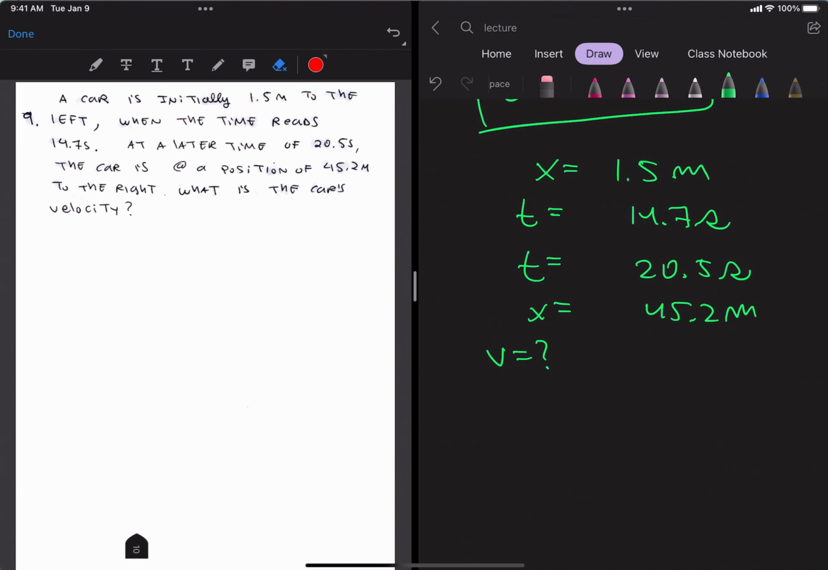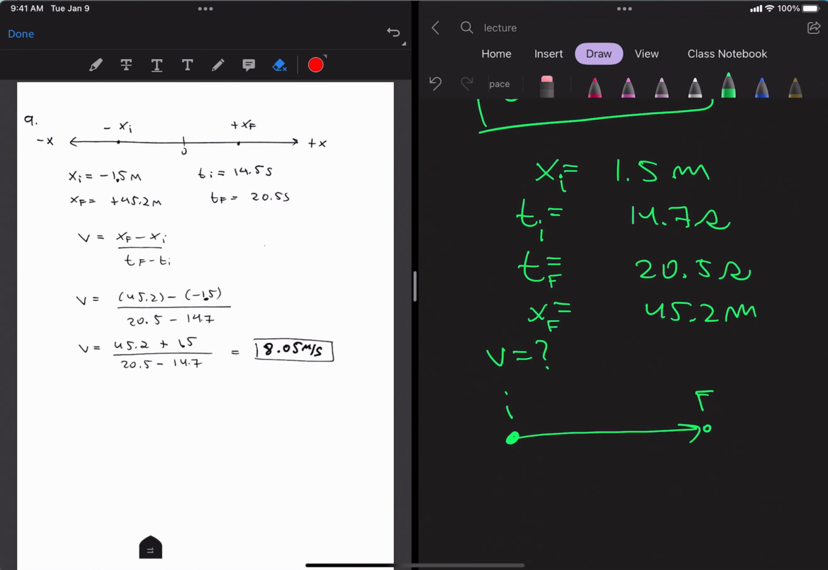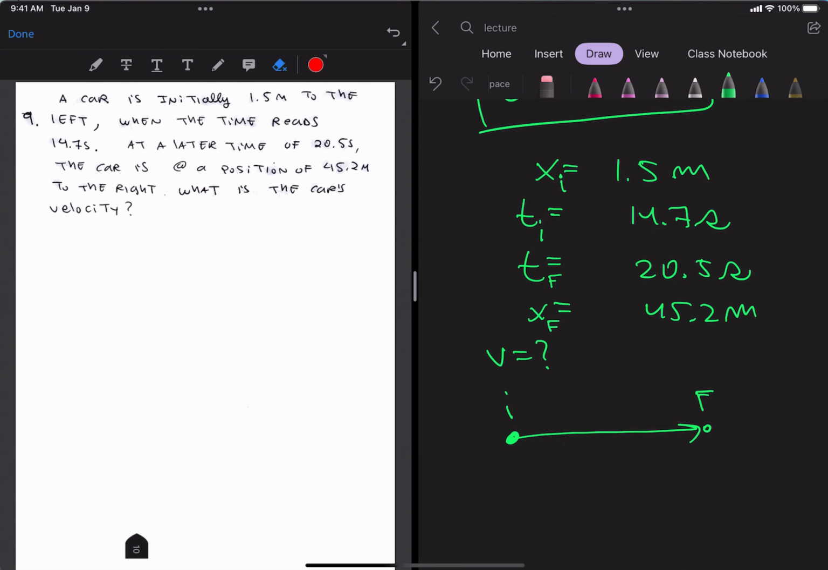So the car is initially at 1.5, so 1.5 is x initial, and it's there at the time of 14.7 seconds, and the car moves to the final position, which is at the later time, so 20.5 is t final, and the 45.2 is the final position, and we want to find out what the car's velocity is. So this is a plug in. Well, actually, there's more. Go back and read it also.